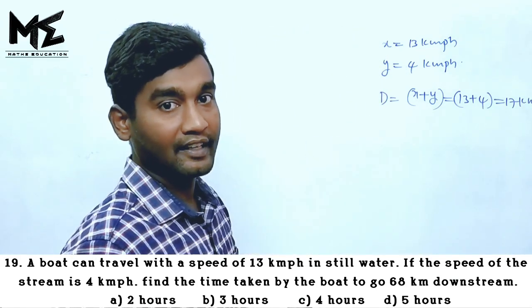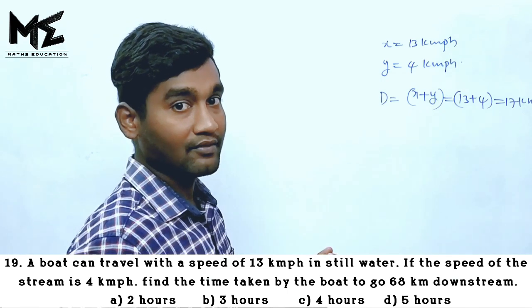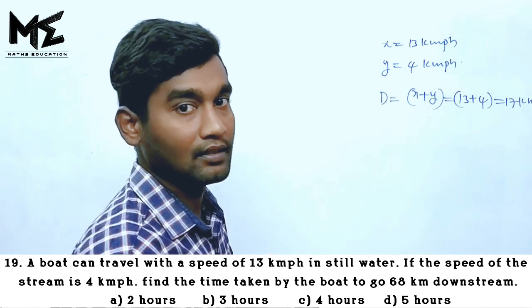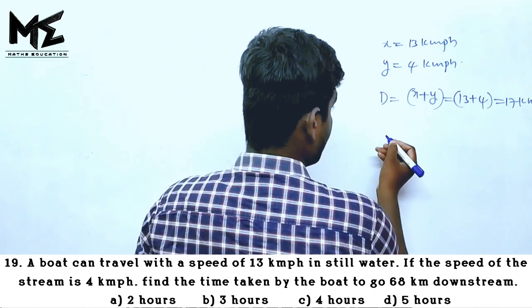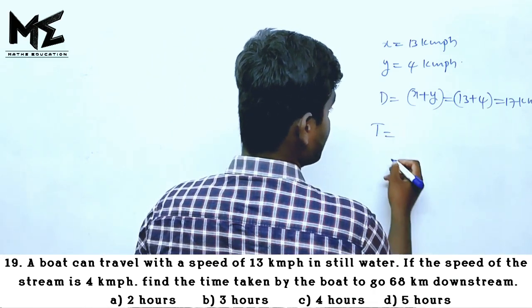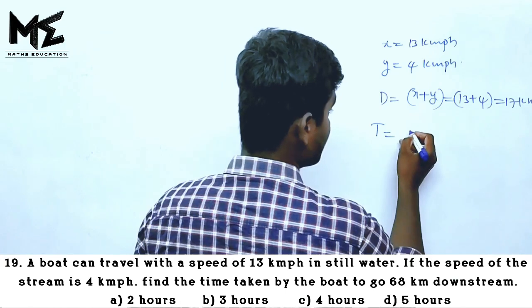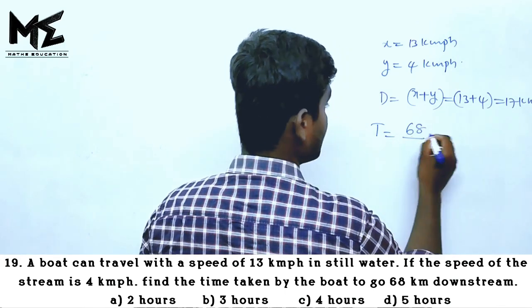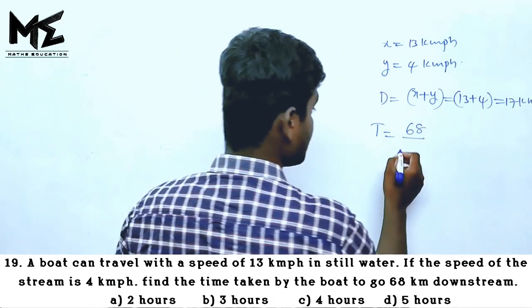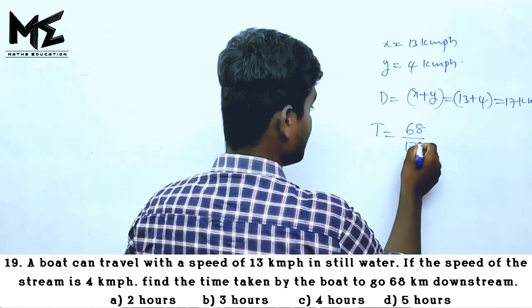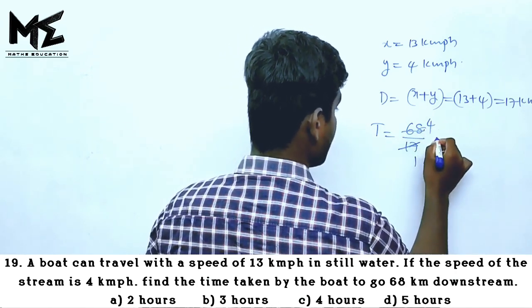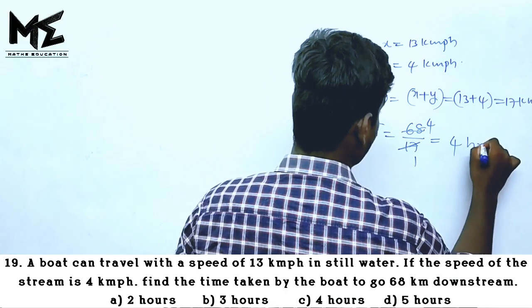So what do we need to find? The time taken downstream to travel 68 kilometers. Time equals distance by speed. Distance is 68 kilometers and speed is 17 kilometers per hour. 17 ones are 17, 17 fours are 68, so 4 hours.